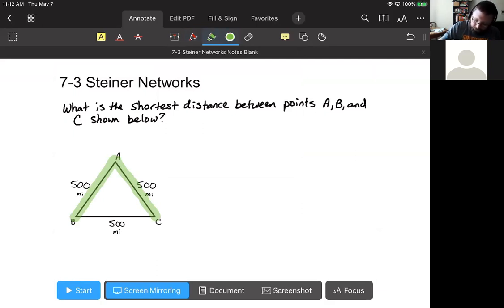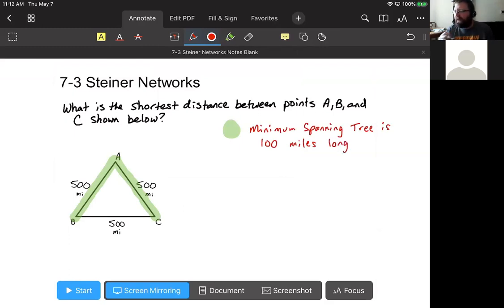So the minimum spanning tree is 1,000 miles long. They need to run 1,000 miles of cable to use the minimum spanning tree for their system. But it takes engineers about 10 seconds to notice that they could do this with far less wiring.